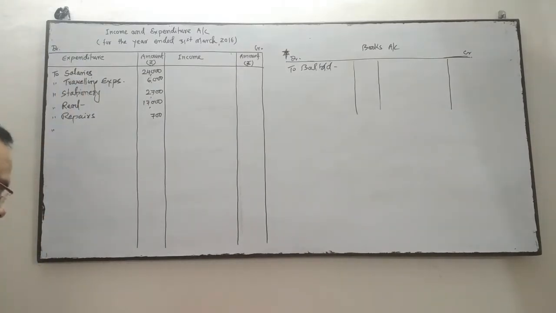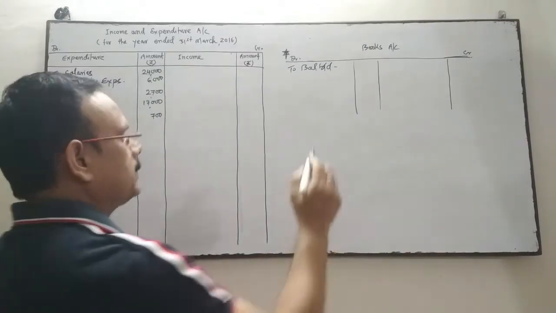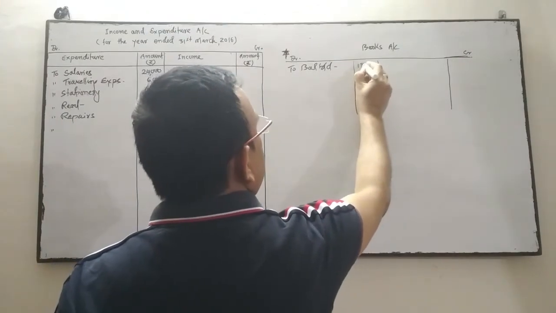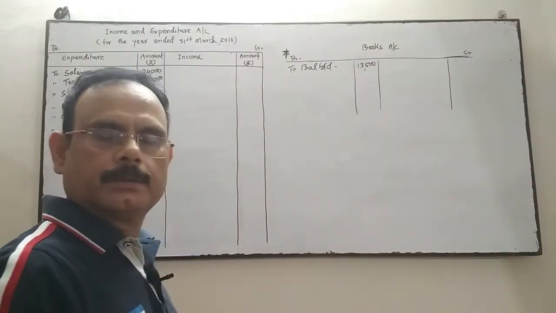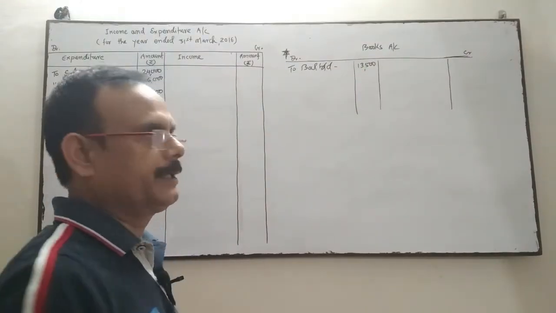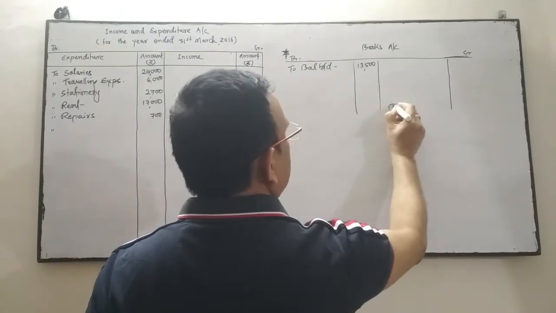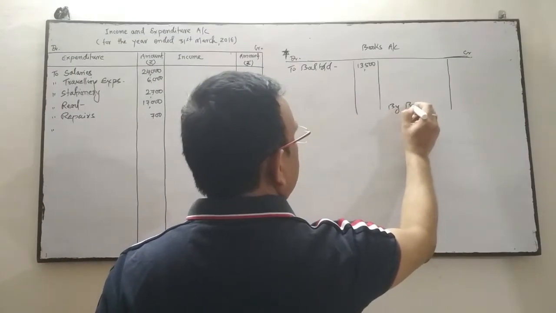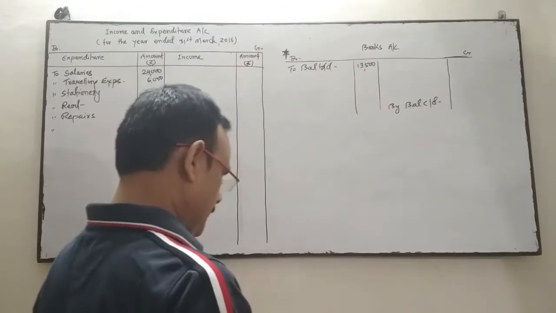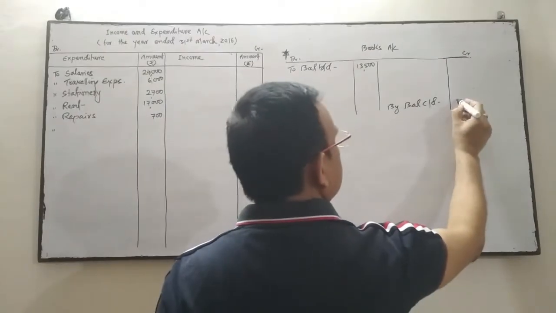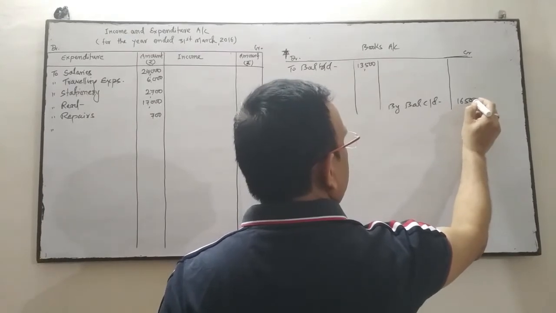The opening balance of books is given in the adjustment, that is 13,500. This is the opening balance of books on the first day of the financial year. And this much is the closing balance of books at the end of the financial year, which is given in the adjustment, that is 16,500.